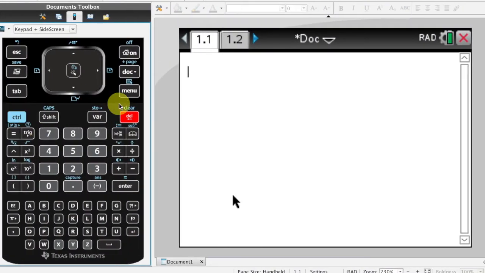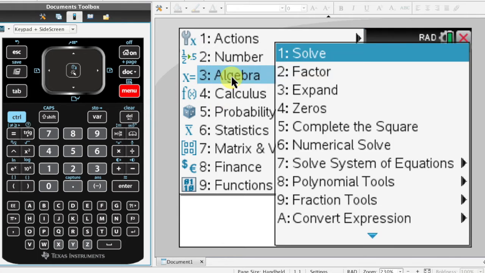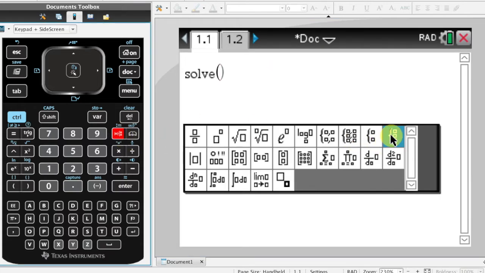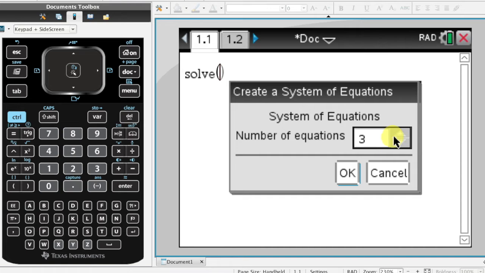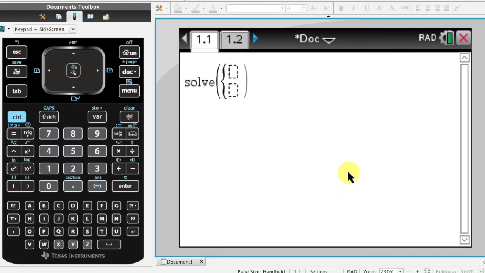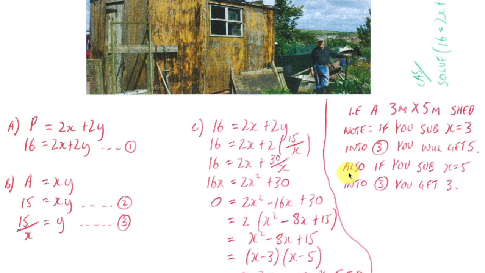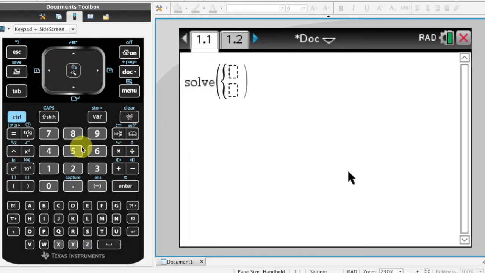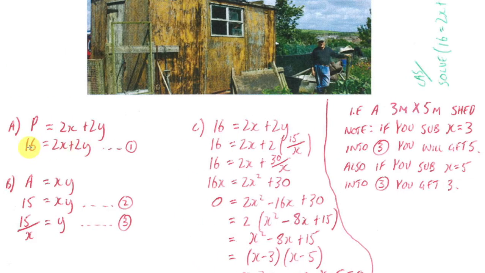On my CAS, I'm going to go Menu, Algebra and Solve. I now want to bring in two equations, so I just hit the equation button and I want that option. How many equations? Just 2. And my first equation is 16 equals 2x plus 2y. And the second equation is 15 equals x times y.